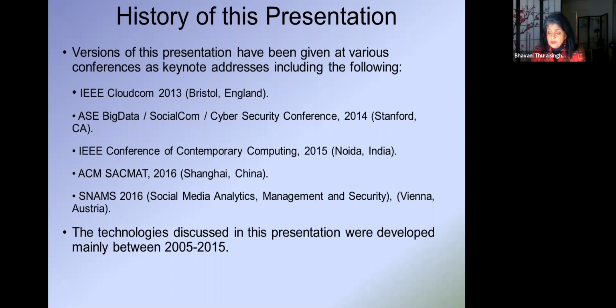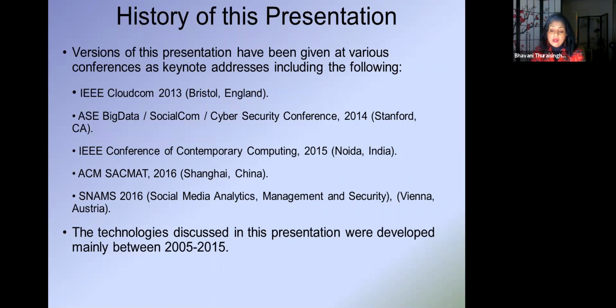And then in August 2015, the IEEE Conference on Contemporary Computing in a city called Noida in India. It's close to New Delhi, India. And then in 2016, I gave a keynote. These are all keynote addresses. I gave a keynote address at ACM SACMAT, Symposium on Access Control Models and Technologies. Anyway, that was in Shanghai, China. It's a very well-known cybersecurity, data and application security and privacy conference.